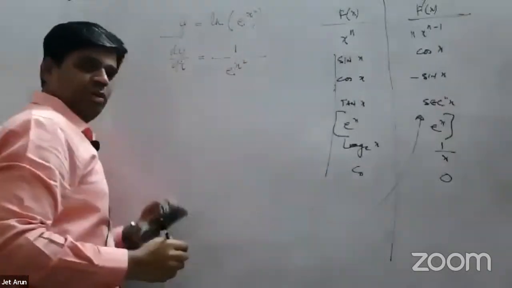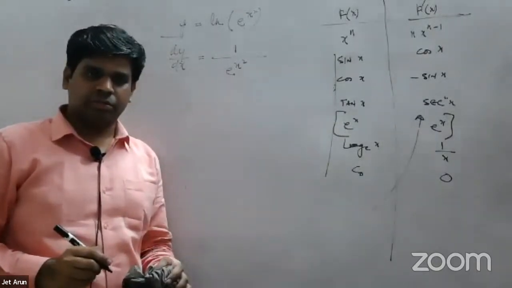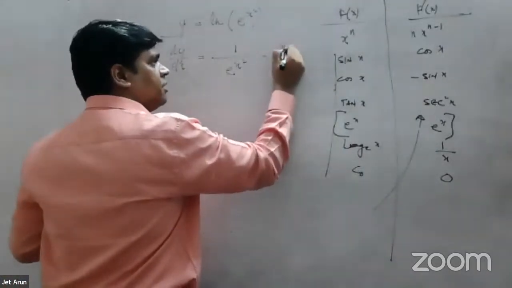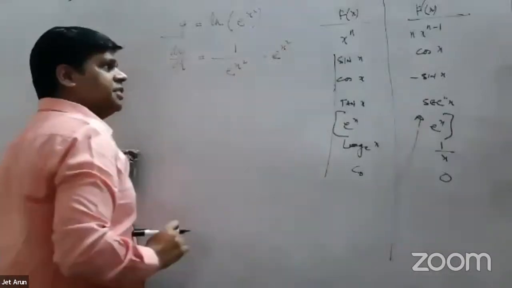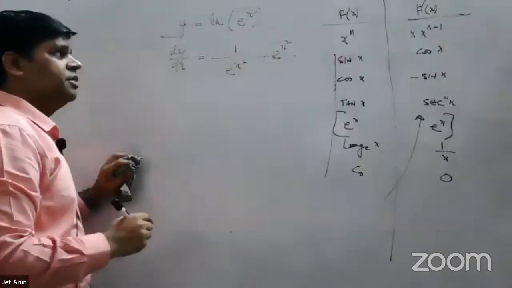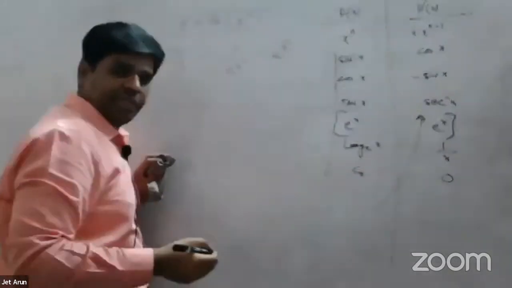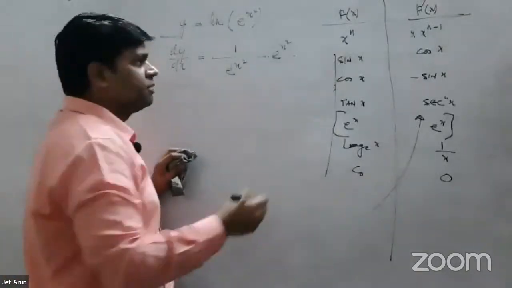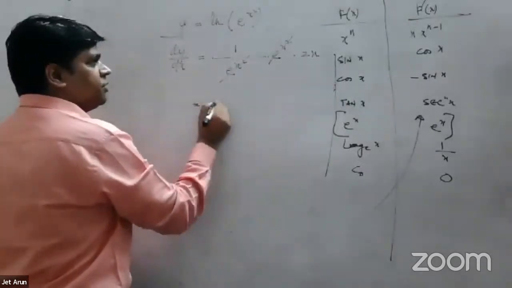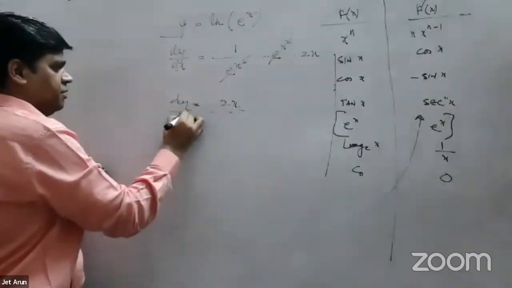times, what is the inner function now? E power x square. Brilliant. So derivative of that would be e power something. So e power as it is, e power x square times, what is the further inner function? X square. Derivative of x square is 2x. So this e power x square is cancelled out. So I'll have 2x as derivative.